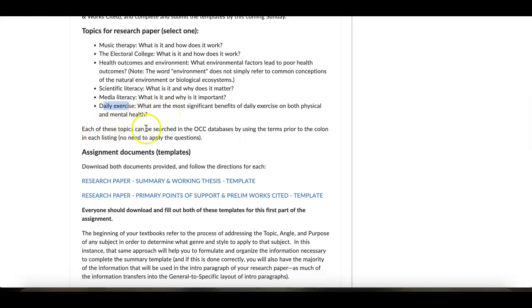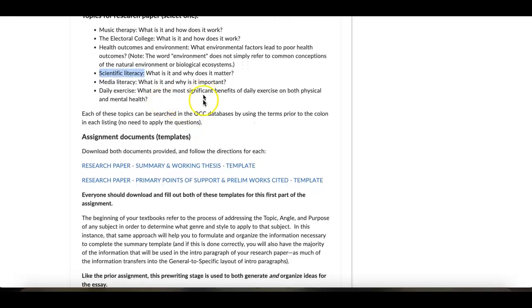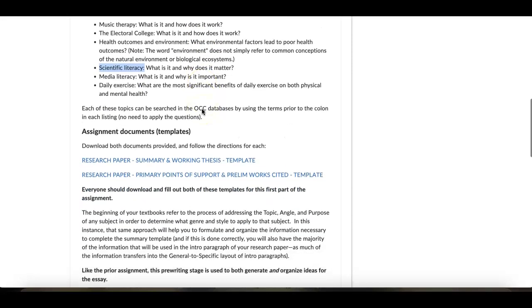Now, each of those topics can be searched through the OC databases by using terms prior to the colon, meaning you can look through music therapy, the Electoral College, health outcomes and environment, scientific literacy, and media literacy. You can even put in scientific literacy and why it matters, but I would start with just scientific literacy, and you'll get some of those things. Then read through some of the research after you've selected for peer review and full text online available.